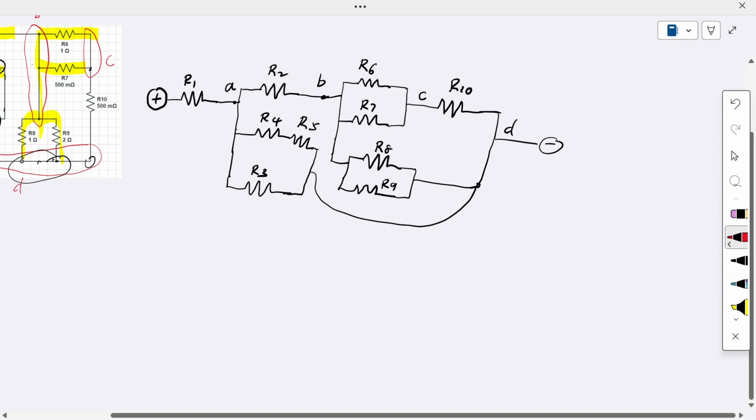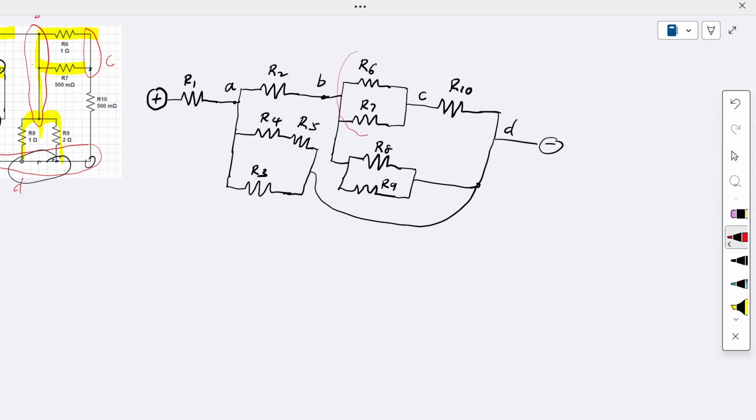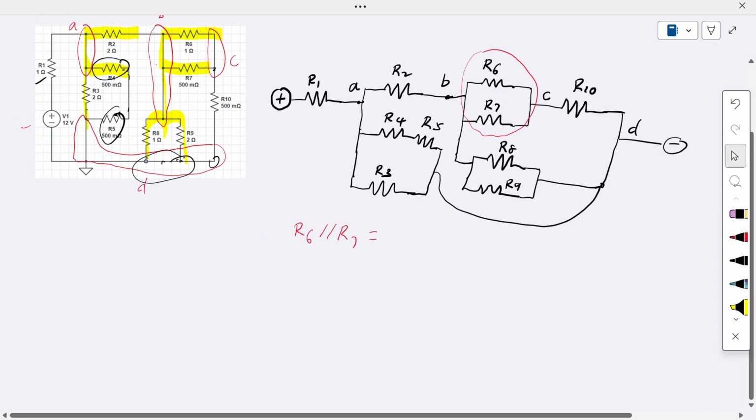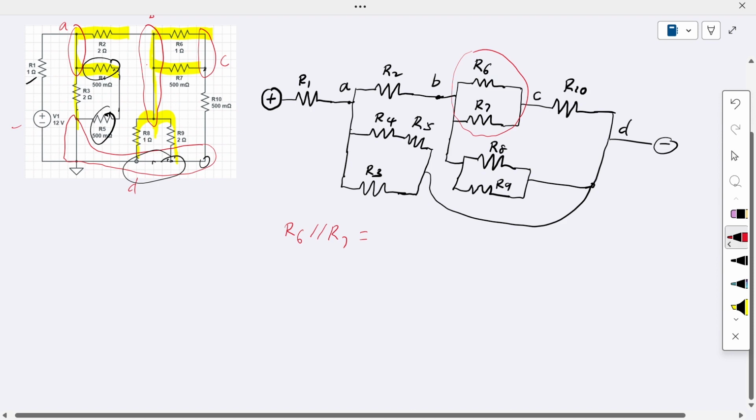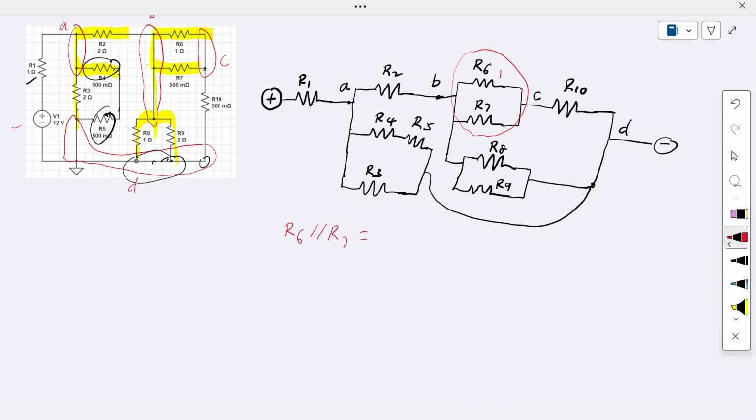In this case, what you can see here, we can calculate this. This is a parallel circuit. R6 is in parallel with R7. We know the R6 value is 1 ohm, so let me label this. Here is the 1 ohm, and R7 is 0.5 ohm. So that means 1 parallel with 0.5, and in that case, we get 1/3 ohm equivalent resistance.